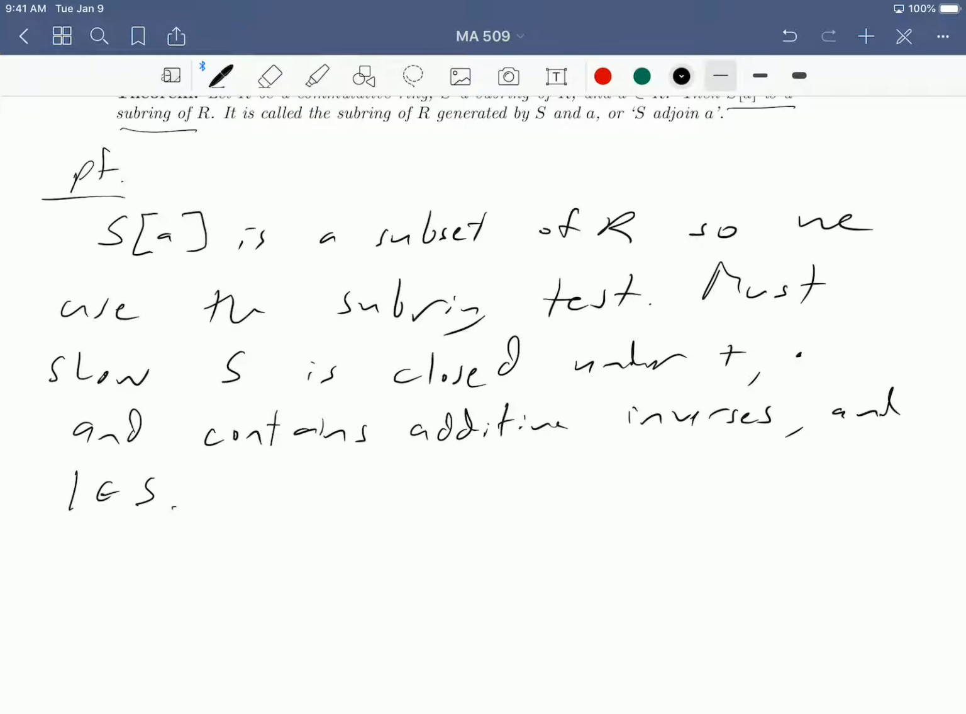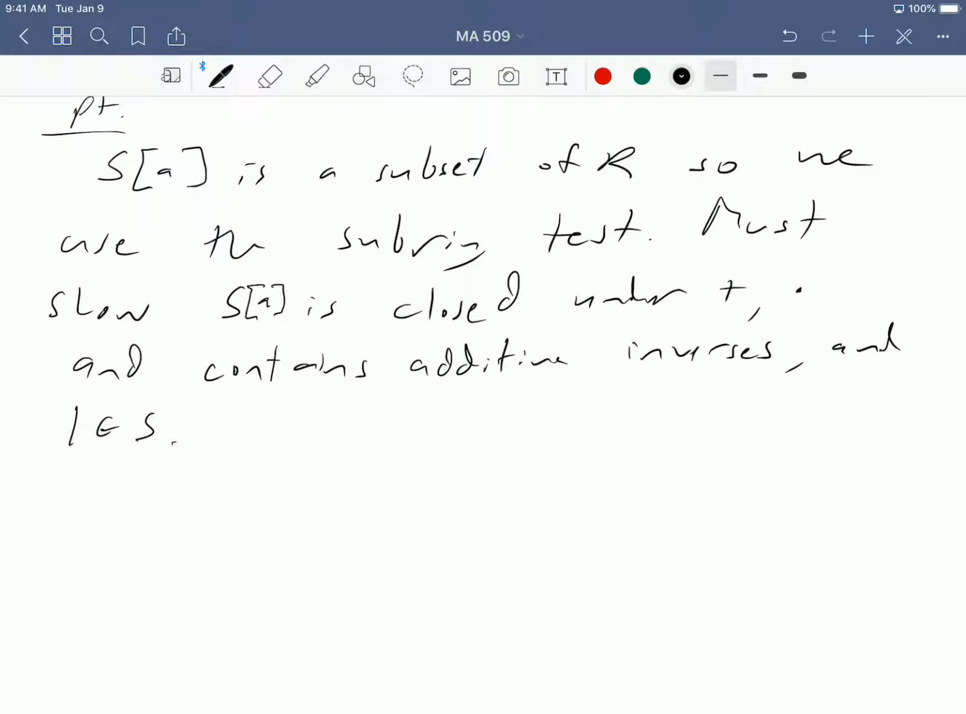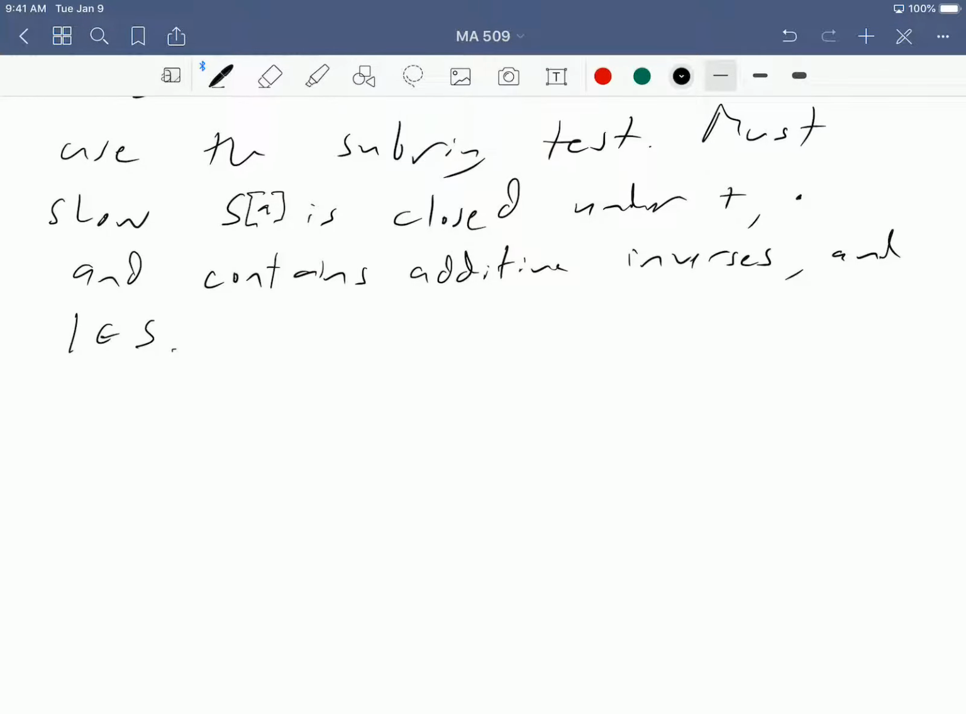All right, as promised, we're going to now prove that this new ring we've defined, S adjoin A, is a subring of R, is a ring in its own right. And as we were doing this, there's one mistake I made in what I wrote down. So we knew that S adjoin A is a subset of R, and we were going to use the subring test. So that means we must show S adjoin A is closed under addition, multiplication, contains additive inverses, that 1 is in there. So we're going to do maybe the easy parts first.